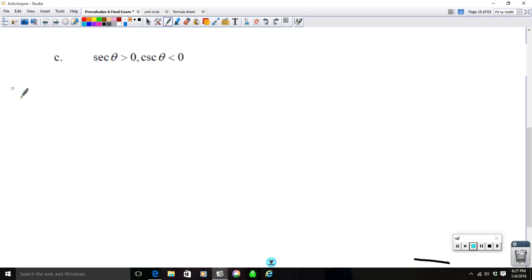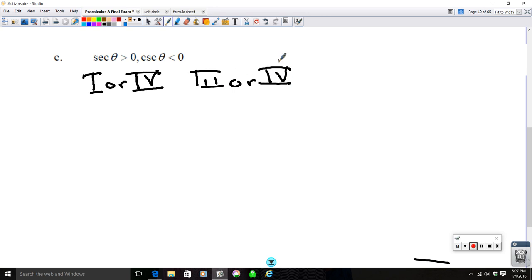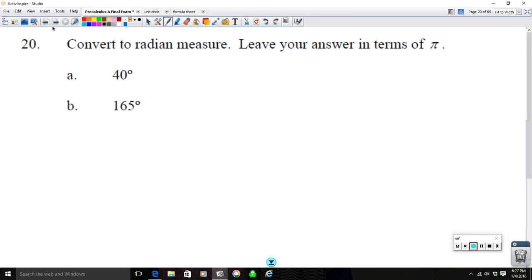For letter C, secant is positive, or greater than 0, which is positive in quadrant 1 or 4. And cosecant is going to be less than 0 in quadrants 3 or 4. So again, what's common amongst the two of them is quadrant 4. So this is only true in quadrant 4. Finally, number 20 is the last one in this section.